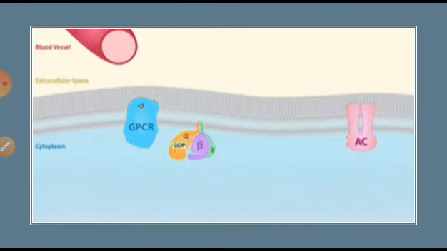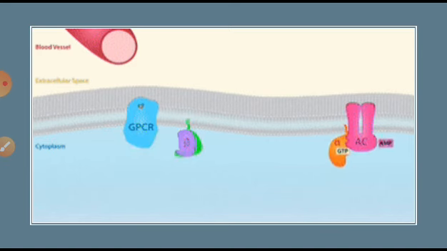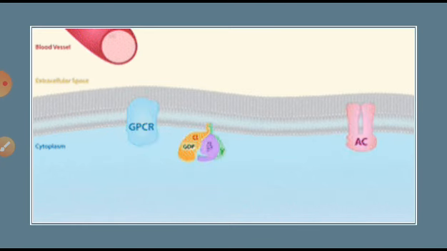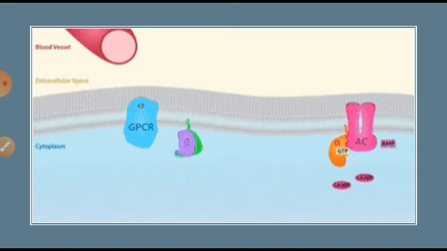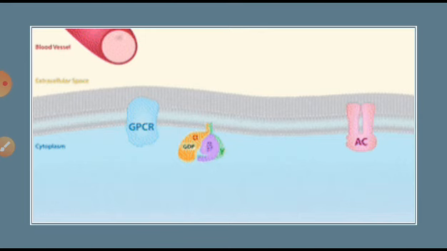Here I have shown you one animation. You can see that one ligand is coming and binding to the GPCR. The G protein gets activated, and the alpha and beta gamma units get separated. You see the purple and green are the beta and gamma, and orange is the alpha one. And this alpha GTP has activated the enzyme adenylyl cyclase next.